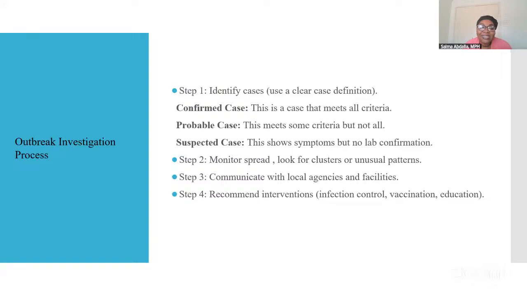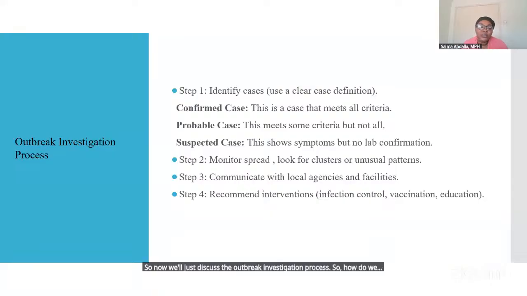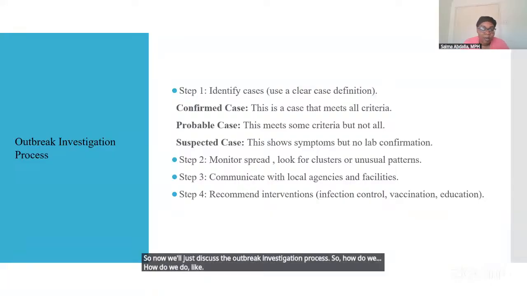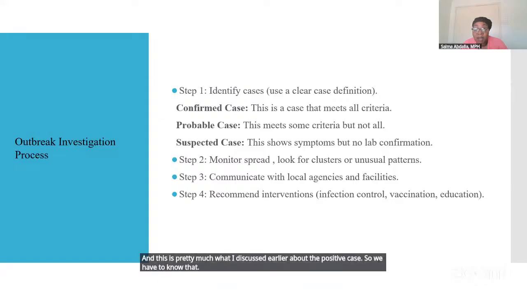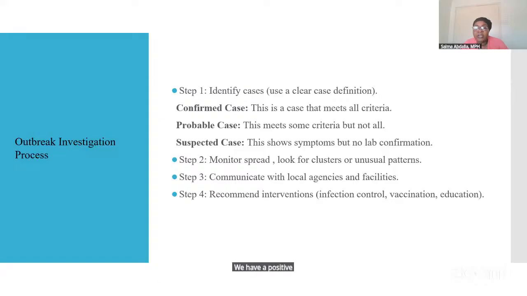So now we'll discuss the outbreak investigation process. How do we do an outbreak investigation? How does it work? The first thing that happens is identify cases. This is pretty much what I discussed earlier about the positive case. We have to know that we have a positive case, and there's a clear definition that we have to utilize.